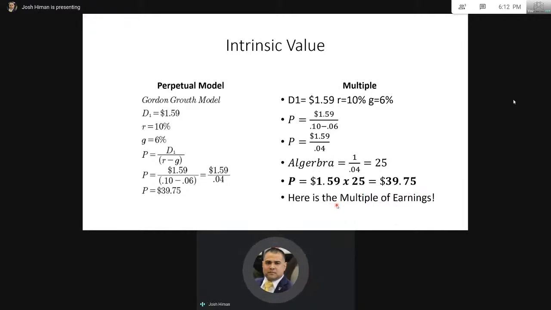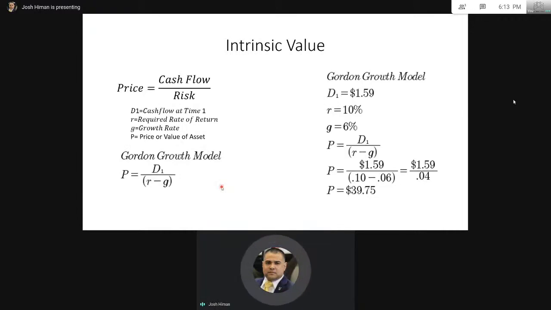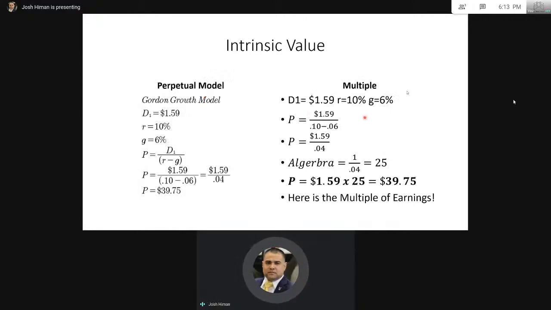So when people in the marketplace are talking and saying this is 2 times SDE or 4 times EBITDA or whatever, you have to remember to go back: this is the model we're really talking about, which is cash flow divided by risk. I just want to make sure everybody starts off on their footing, that the multiple is really coming from the Gordon growth model.